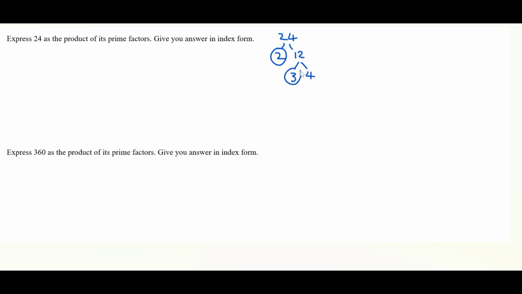3 is a prime number again, so we circle. And two numbers to multiply to give us 4 can be 2 and 2. Both of these are prime numbers, so we circle, and we are at the end of our factor tree. So now we need to write down all of the circled numbers.